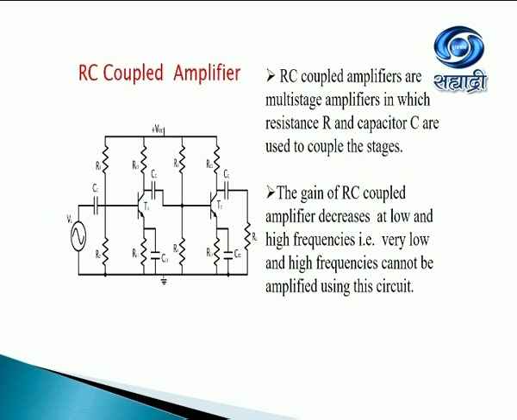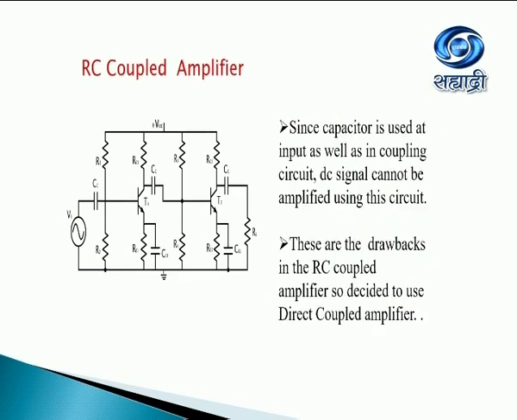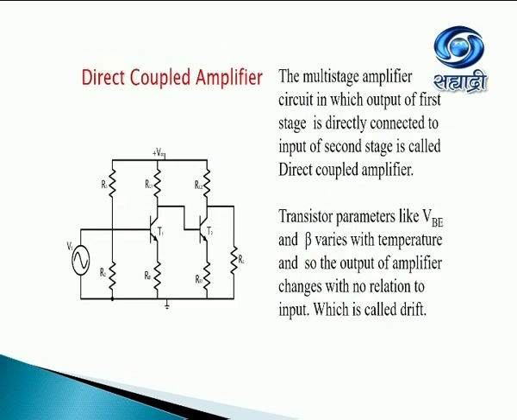RC coupled amplifier. RC coupled amplifiers are the multi-stage amplifiers in which resistance R and capacitor C are used to couple the stages. Figure shows RC coupled amplifier. The gain of RC coupled amplifier decreases at low and high frequencies. That is, very low and high frequencies cannot be amplified using this circuit. Since capacitor is used at the input as well as in the coupling circuit, DC signal cannot be amplified using this circuit. These are the drawbacks in RC coupled amplifier, and so it was decided to use direct coupled amplifier.